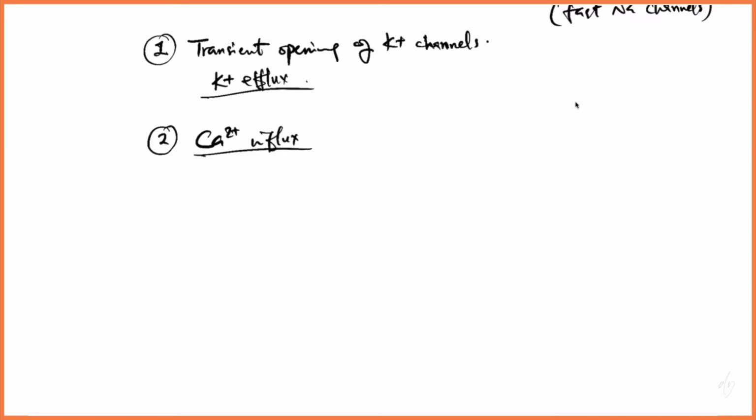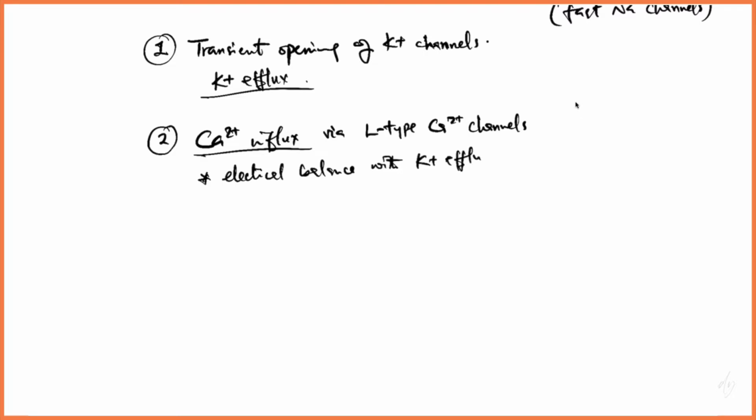Calcium influx. And you want to remember that this calcium is coming in via the L-type calcium channels. And that there is electrical balance with potassium efflux that produces the plateau phase.